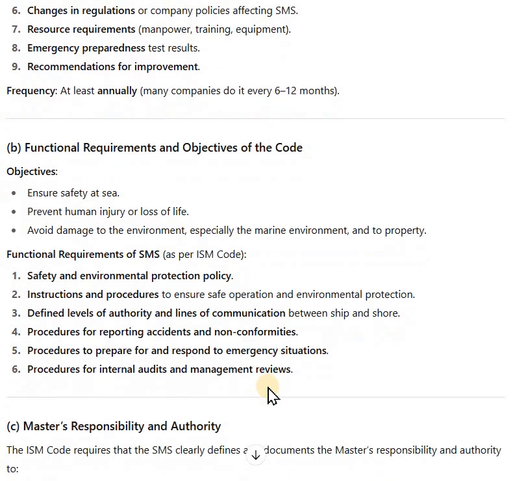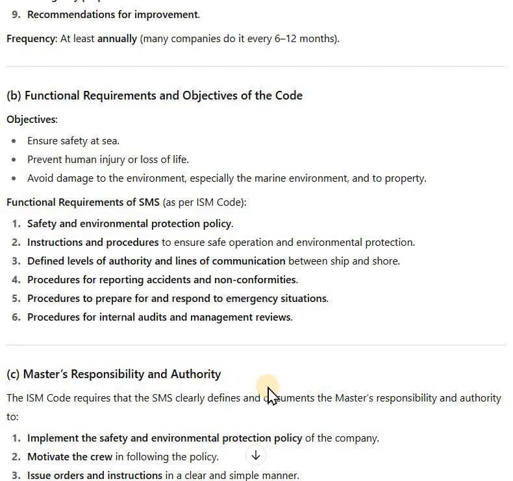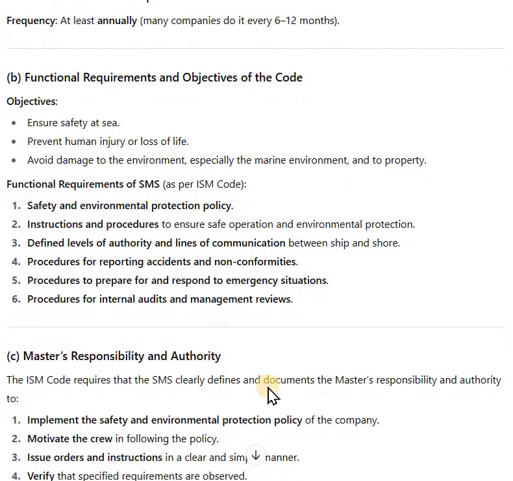Functional requirements and objectives of the Code: ensure safety at sea, prevent human injury or loss of life, avoid damage to the environment, especially the marine environment, and to property. Functional requirements of the SMS: safety and environmental protection policy, instructions and procedures to ensure safe operation and environmental protection. Define levels of authority and lines of communication between ship and shore. Procedures for reporting accidents and non-conformities. Procedures to prepare for and respond to emergency situations. Procedures for internal audit and management review.